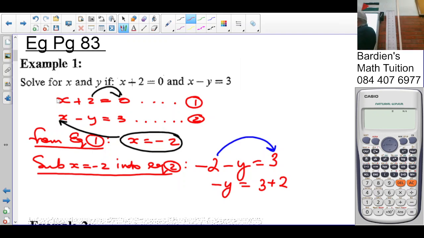Remember, I'm not taking the y anywhere. I'm keeping it there. So the y must remain negative. So we have negative y is equal to 5. I divide by negative 1 on both sides. Therefore y is equal to negative 5.